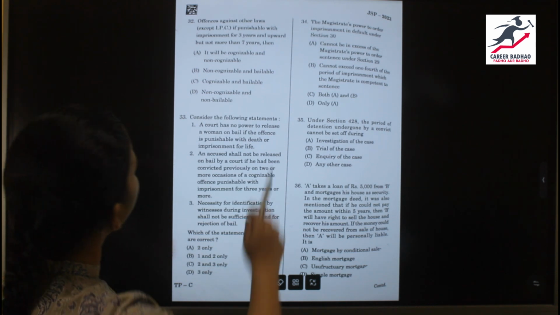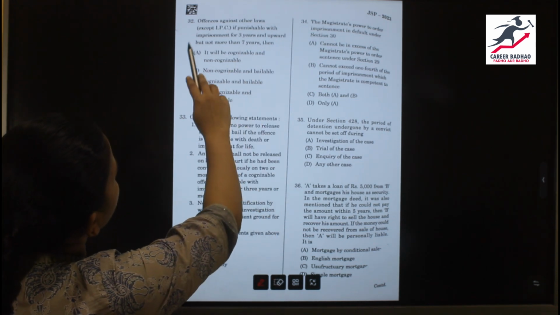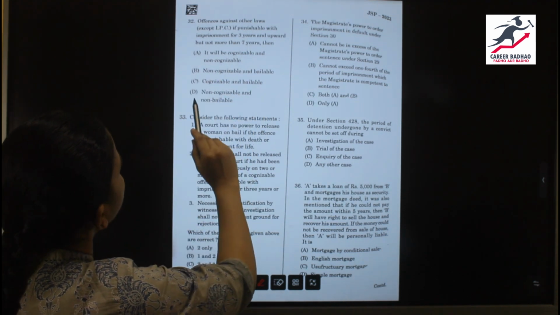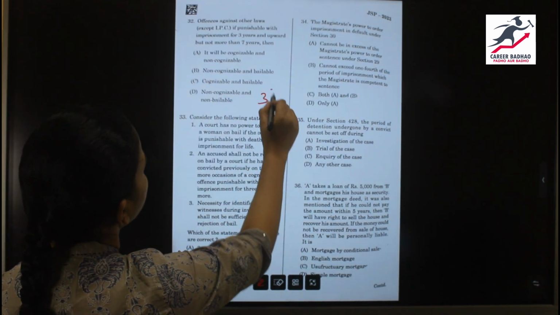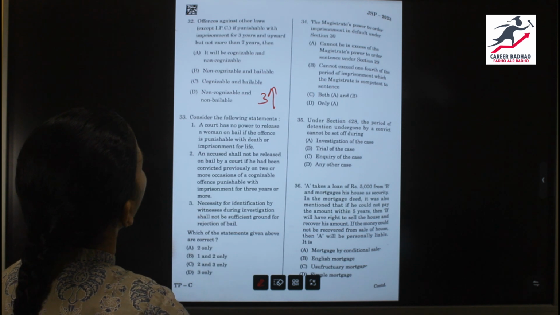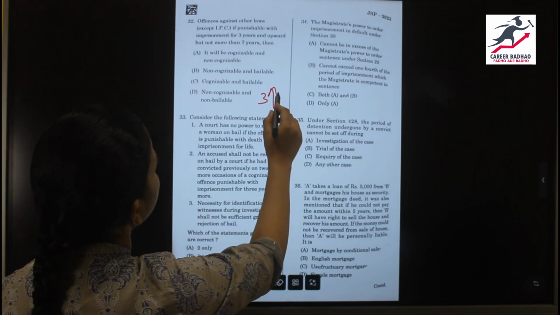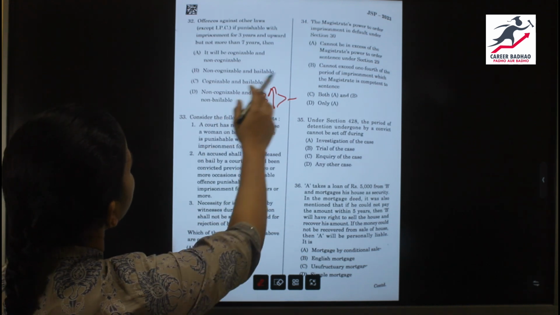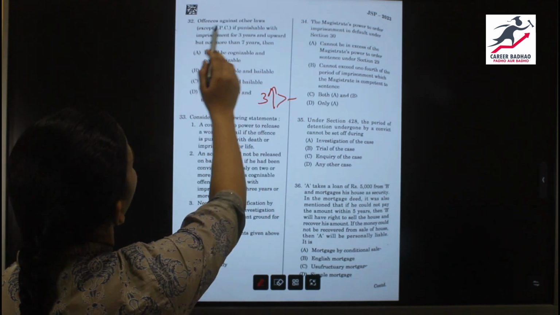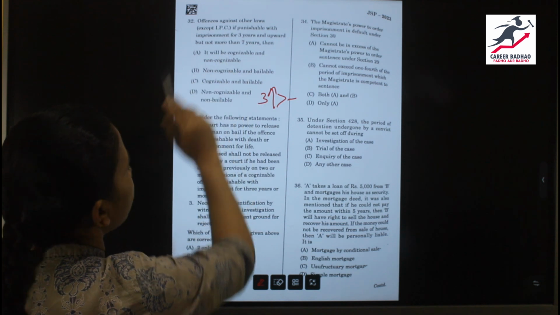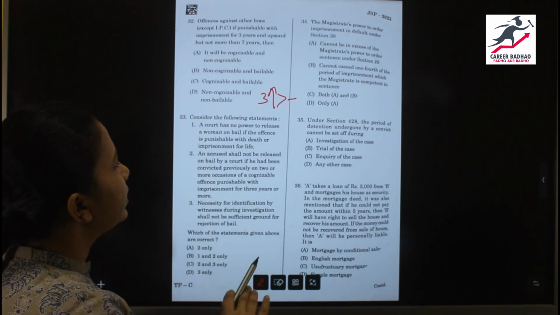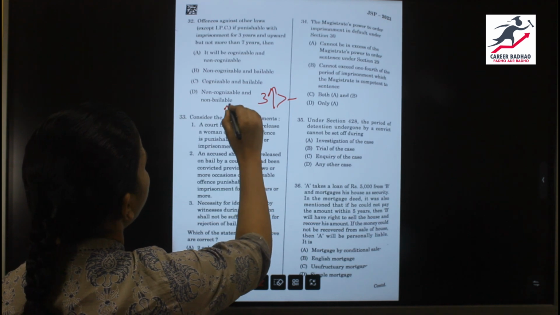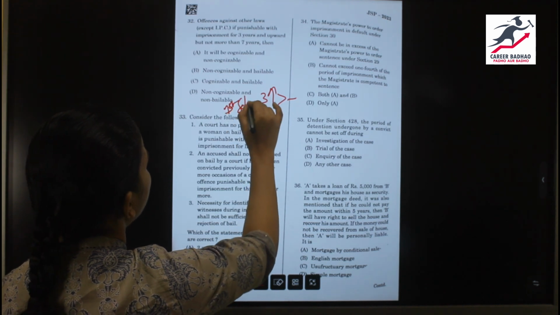Question number 32. Offences against other laws except IPC, if punishable with imprisonment for 3 years and upward, but not more than 7 years. That means less than 7 years. Okay. Then it will be cognizable and non-cognizable. So it is offences against other laws except IPC. This we can find in Part 2 of the First Schedule. Okay. Part 2 of the First Schedule.